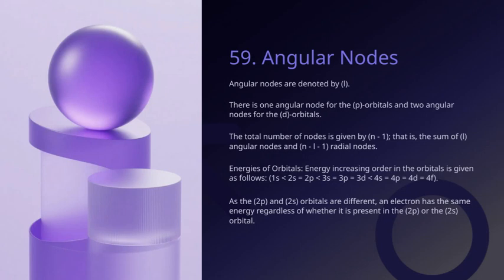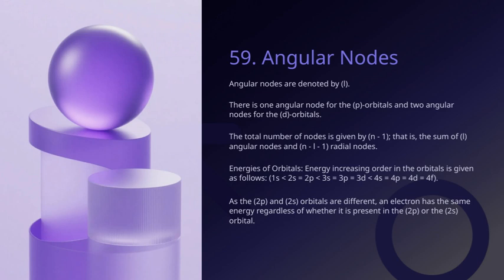As we've seen, the 2p and 2s orbitals are different types of orbitals, but interestingly, an electron has the same energy whether it's in the 2p or the 2s orbital. This is because they are degenerate, meaning their energies are equal despite their different shapes and orientations.